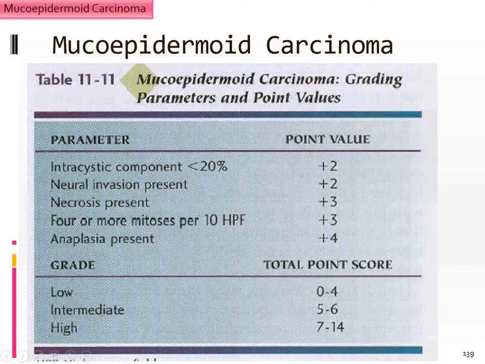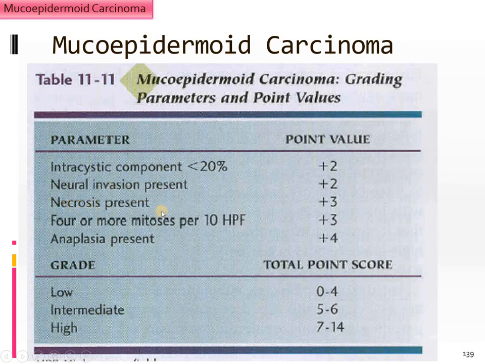To bring about a little more objectivity to such a grading system, there are grading systems proposed by Auclair as well as by Brandwein. In this particular system, you can see that if the intracystic component is less than 20%, you give a score of 2. If there is neural invasion present, you give a score of 2 again.